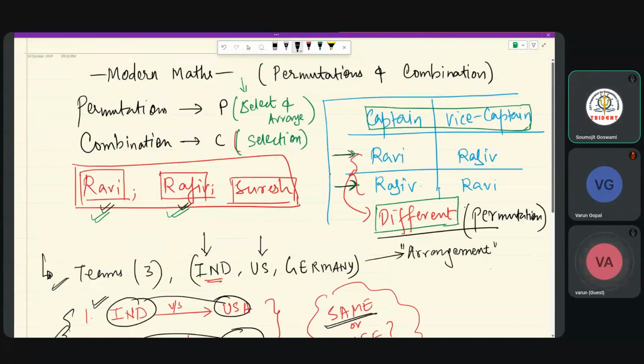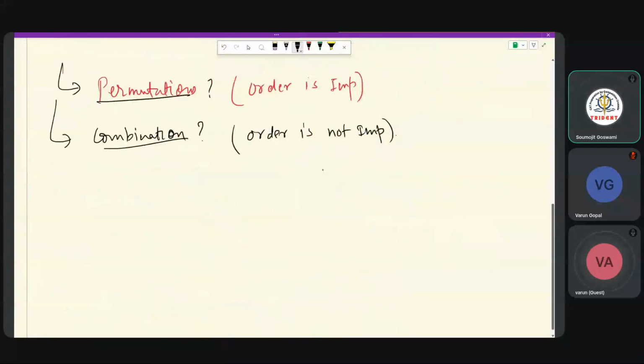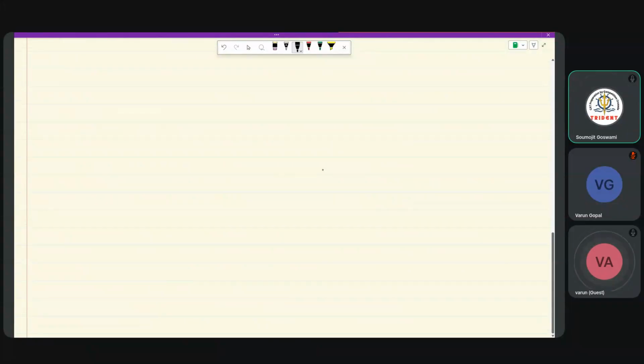Now, with this much logic, can I solve my question? No. Why? Because the notation of permutations and combinations is heavily dependent on a term, and that term is factorial.